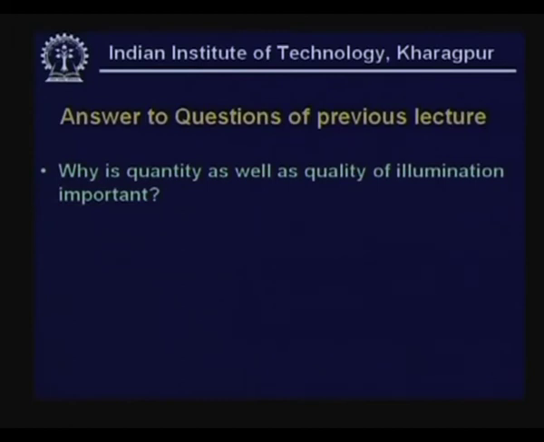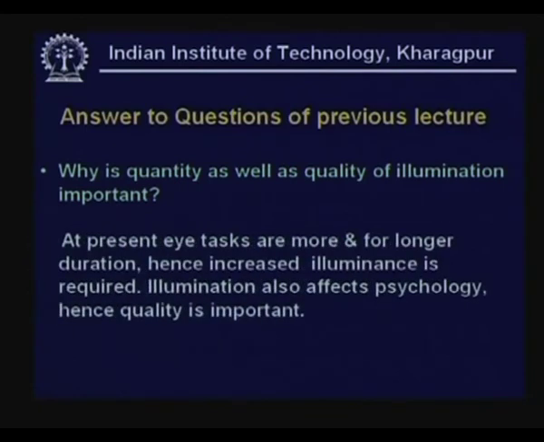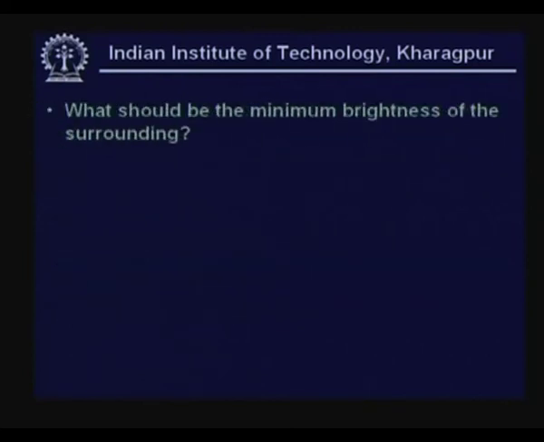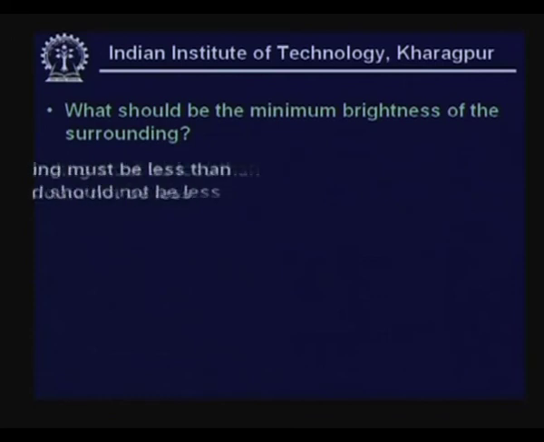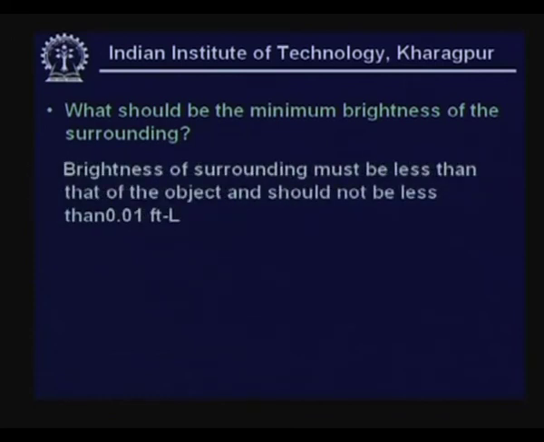Quantity as well as quality of illumination are important. Why? At present, eye tasks are more and for longer duration, and hence increased illuminance is required. Illumination also affects psychology, hence quality is also important. What should be the minimum brightness of the surrounding? Brightness of the surrounding must be less than that of the object and should not be less than 0.01 foot lamberts.